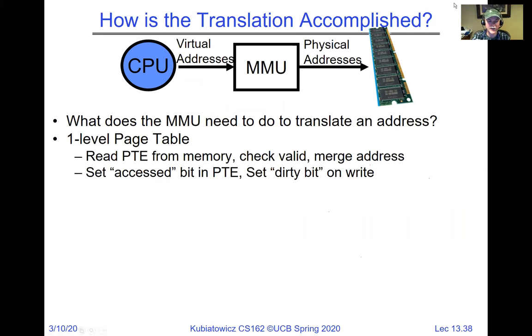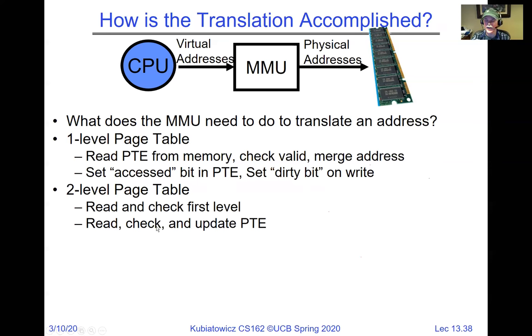Well, in the case of a first level page table, you read the page table entry from memory, check the valid bits, you merge the address with the offset, and then you go and look at DRAM, and then potentially set the access bit in the page table entry and the dirty bit if it's a write. Two level page table, you read and check the first level, read and check and update the PTE, look at the second level, then get to the third level. You can start to see that there are many DRAM lookups involved here.